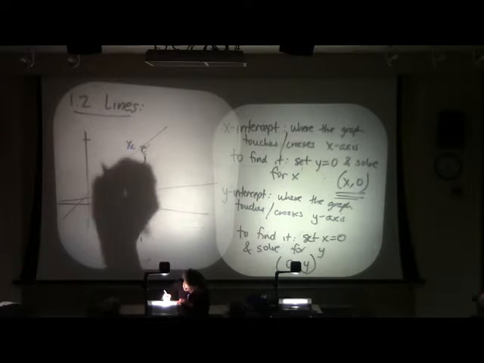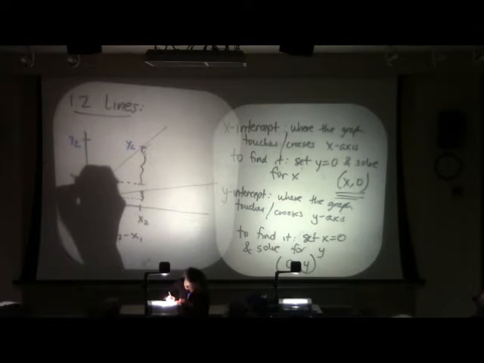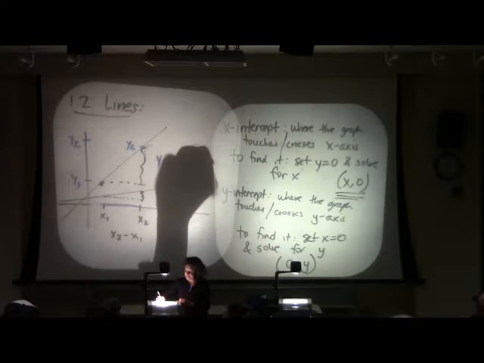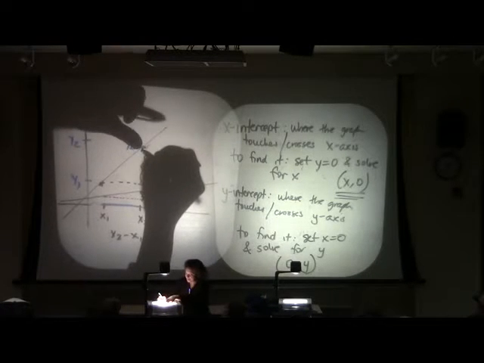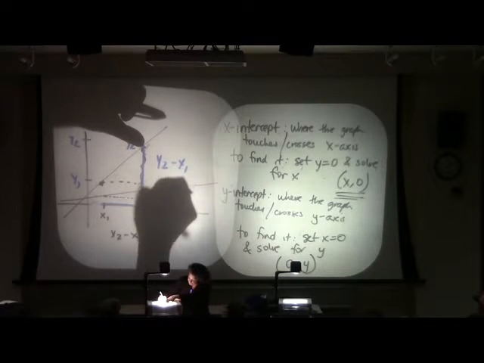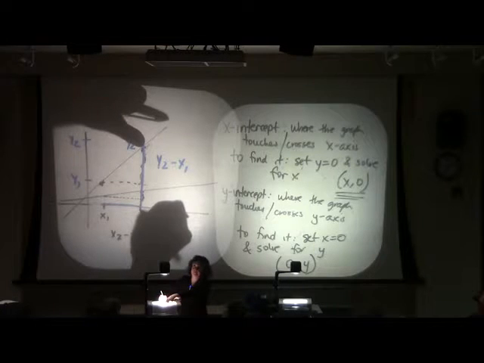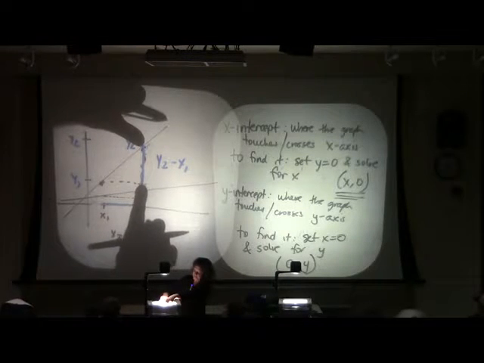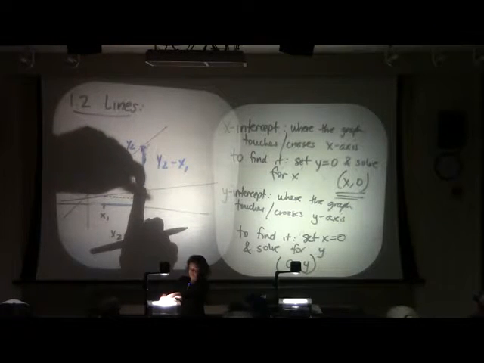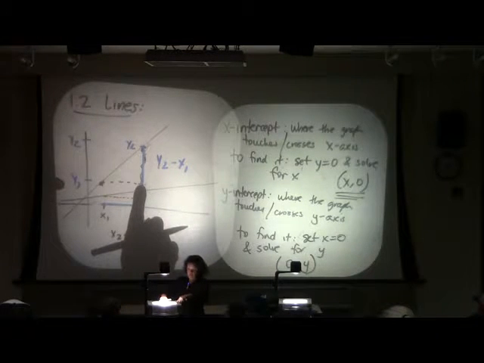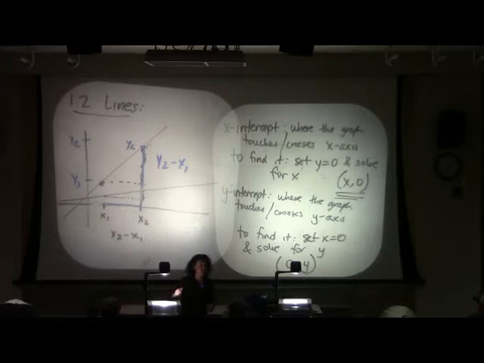y2 here and y1 here. I claim this vertical distance is y2 minus y1. Why is that the case? Well, this whole vertical distance is y2, isn't it? But we're not interested in this part of it, are we? But what is this vertical distance? y1. That's why we subtract it off.